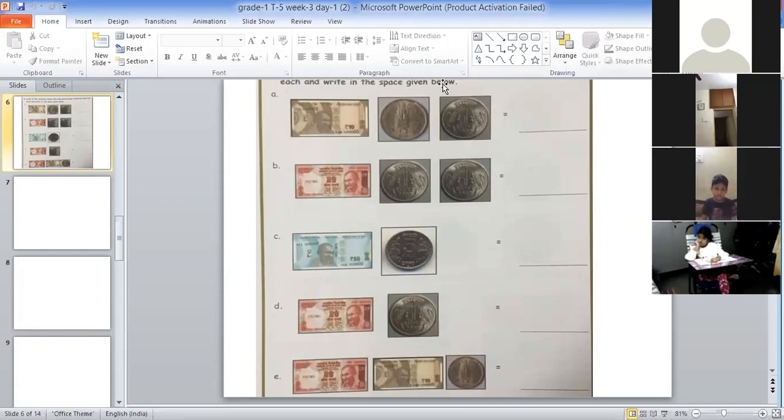And how many rupee coin? 2 rupee coin. Okay, fine. So what we will do, first of all, we'll add this 20 and 10 together, 20 rupee note and 10 rupee note. So tell me, Suryansh, 20 plus 10, how much?